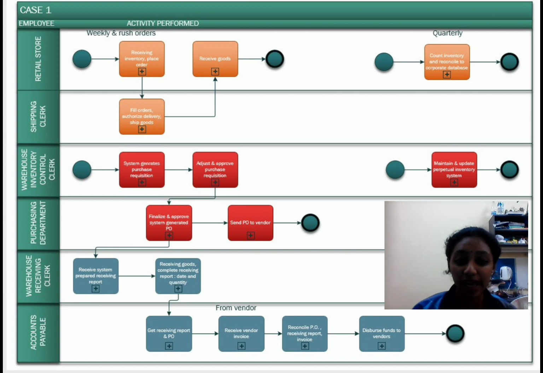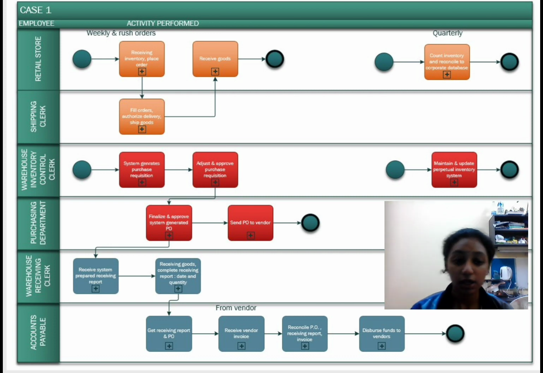Continuing with the finalized and approved system generated PO, it goes to the warehouse receiving clerk, where you receive the system prepared receiving report, followed by receiving goods and completing the receiving report by date and quantity. And lastly, it goes to accounts payable, where you get the receiving report and PO, and next you will go to the vendor and receive the vendor invoice.